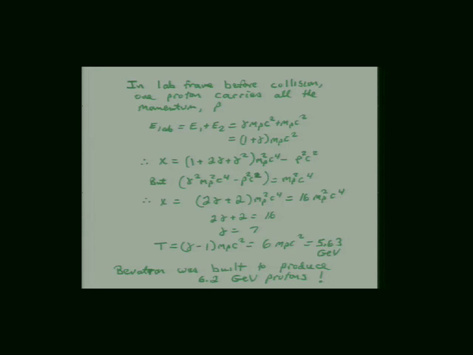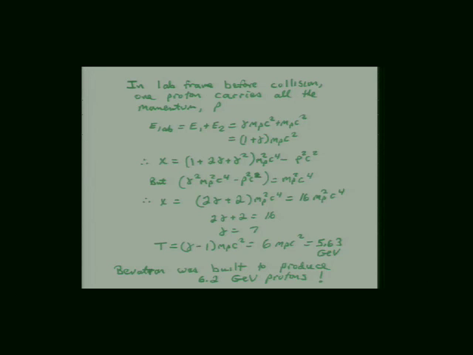For the moving one, the total energy can be written as gamma, the relativistic gamma factor, 1 over the square root of 1 minus v squared over c squared, times the rest mass energy of the proton. And then the stationary proton just contributes its rest mass energy. So the total energy in the lab is 1 plus gamma times the rest mass energy of a proton.